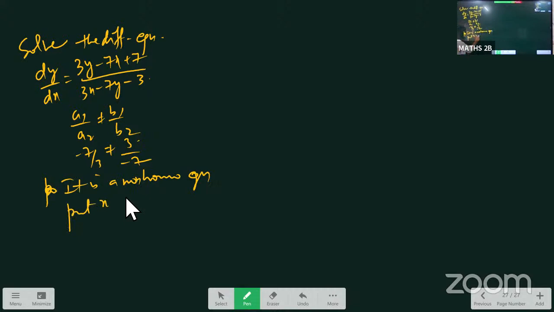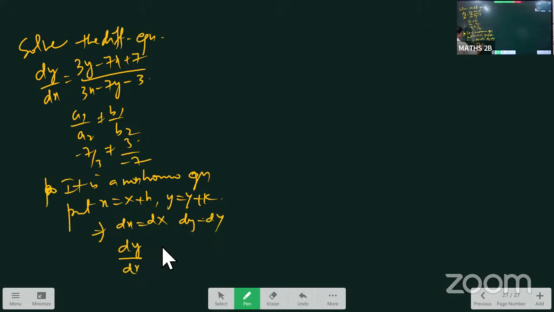put small x equal to capital X plus h, small y equal to capital Y plus k. That implies dx is equal to dX, dy equal to dY. Means your dy by dx equal to d capital Y by d capital X. This is what we get. Now replace everything.